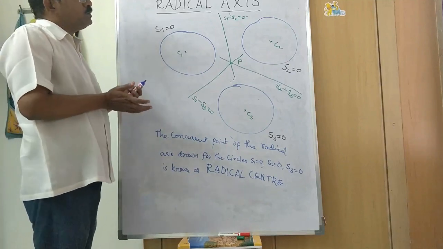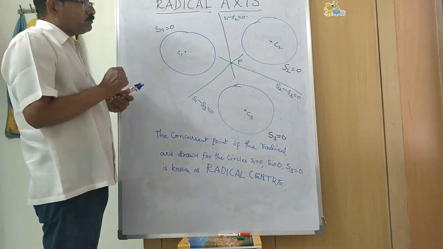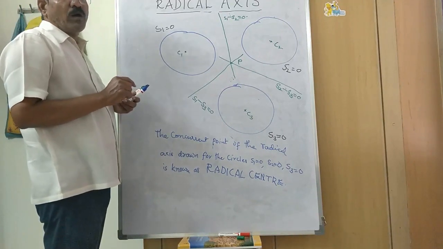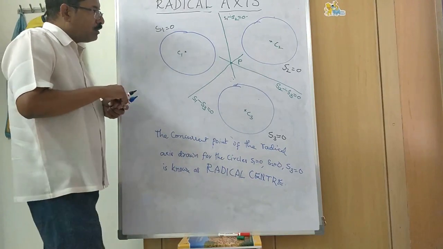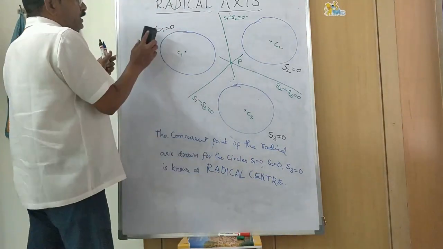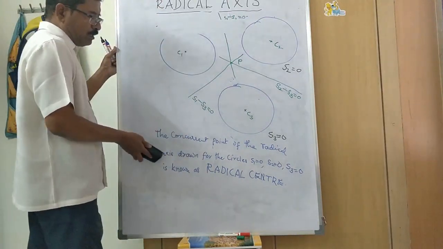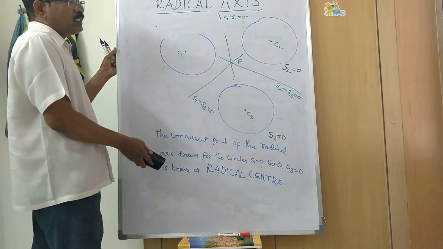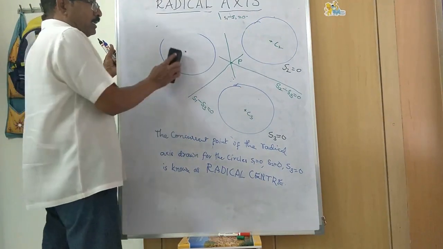Let us do some problems on this. And also, we have some properties of this that we are discussing. Please wait. Right, this one is the radical center. The radical center is the intersect point of the 3 radical axes.